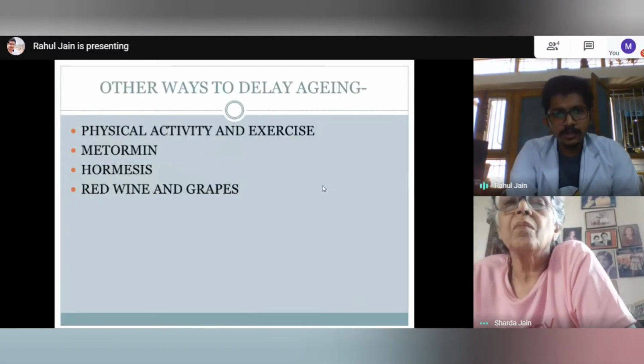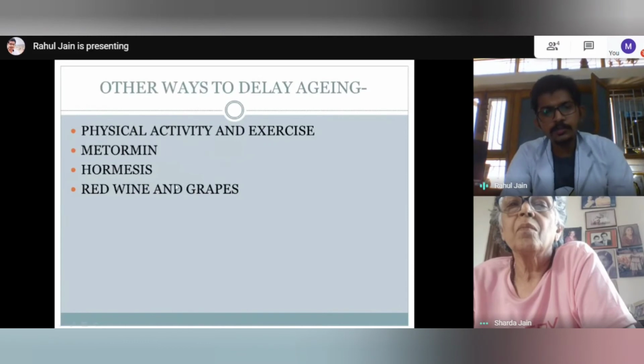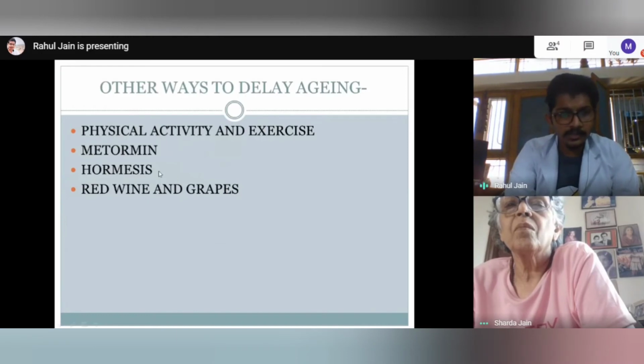Then what are the other ways to delay aging? It is physical activity, exercise, metformin. Red wine and grapes are also known to stimulate SIRT1, so they help in delaying aging. But then red wine also has some negative side effects. So calorie restriction and intermittent fasting is the best.